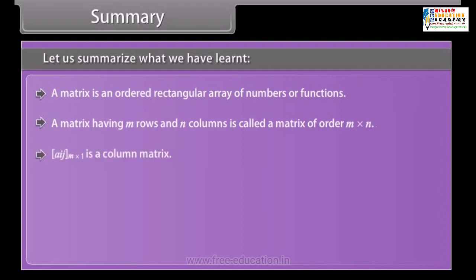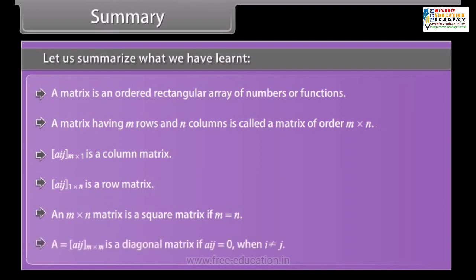A ij, m by 1, is a column matrix. A ij, 1 by n, is a row matrix. An m by n matrix is a square matrix if m is equal to n. A is equal to A ij, m by m, is a diagonal matrix if A ij is equal to 0 when i is not equal to j.